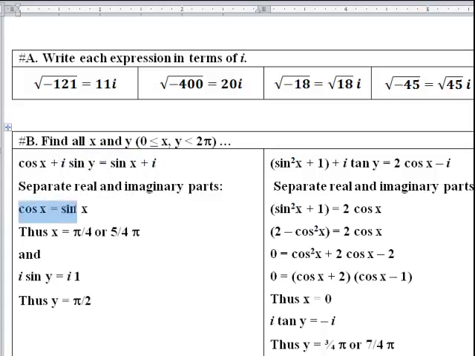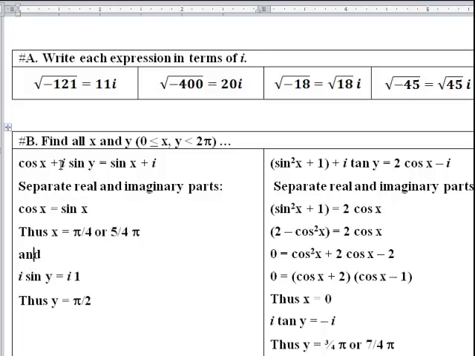So cosine x equals sine x. The only way that works is at an angle of 45 degrees, which is in the first quadrant. So pi over 4 is one of the solutions. There's a second one that is at 225 degrees in the third quadrant, where both of them come out negative. So 5 over 4 pi works as well, 225 degrees.